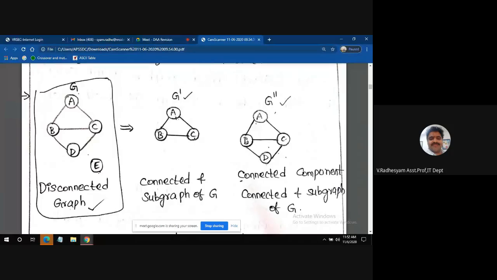So, among these two, what is the maximal one? Maximal graph means which has more number of vertices and edges. G dash or G double dash? G double dash, sir. So this is called a connected component. I would like to give a definition of a connected component like this. The maximal connected subgraph of a disconnected graph is called a connected component.